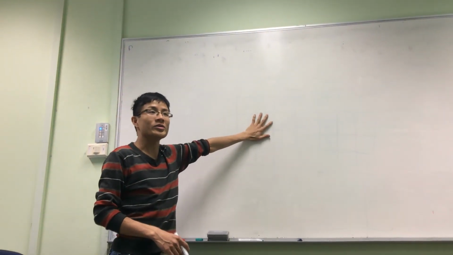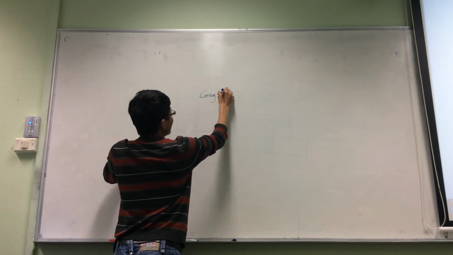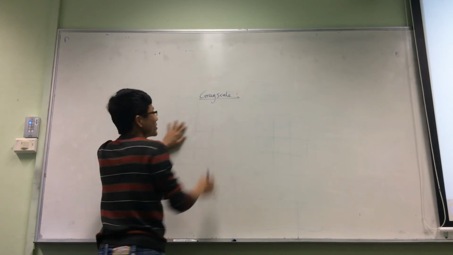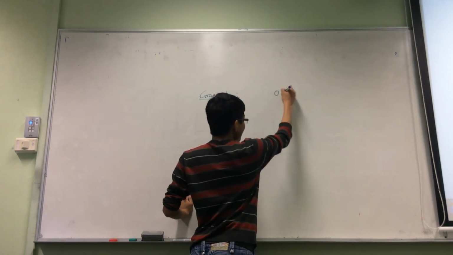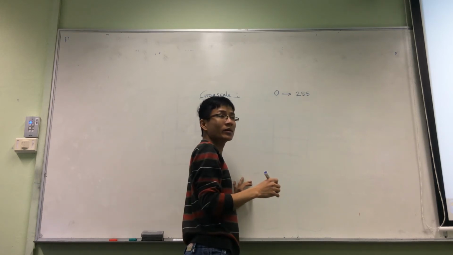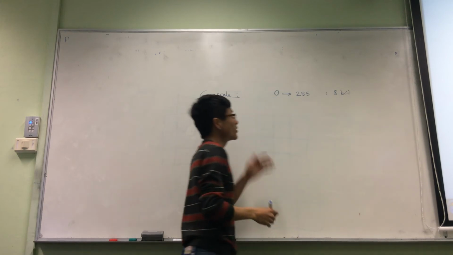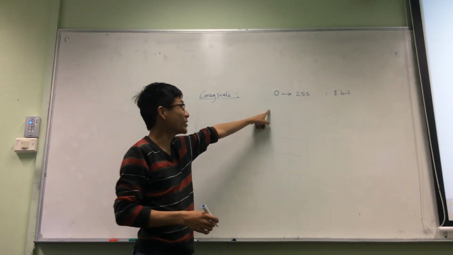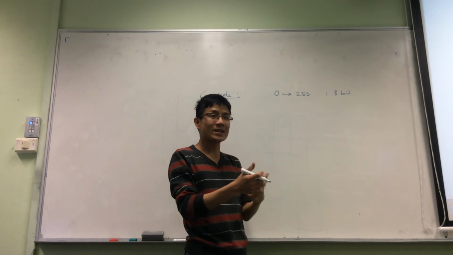This one is no more a logical image. We talk about a grayscale image. Grayscale is the image with intensity from 0 to 255. If you have 8 bits, you get 0 to 255. Where does it come from? 2 to the power of 8. That means you have 256 levels.